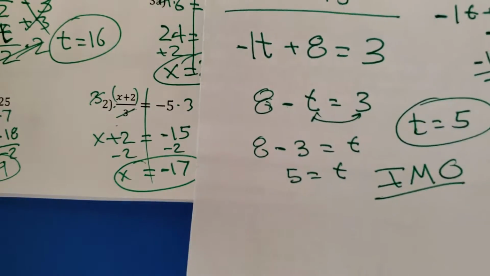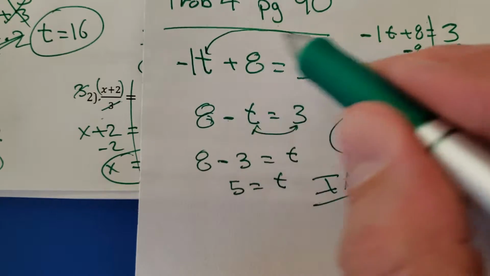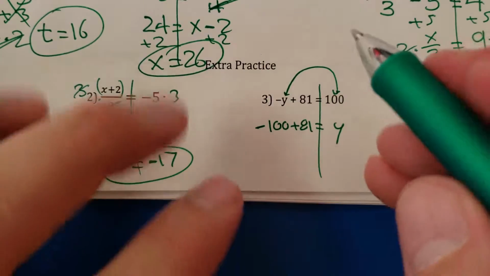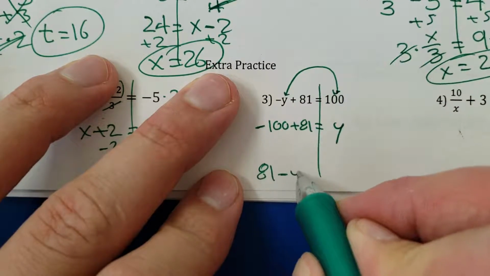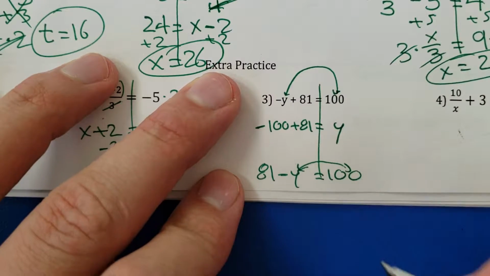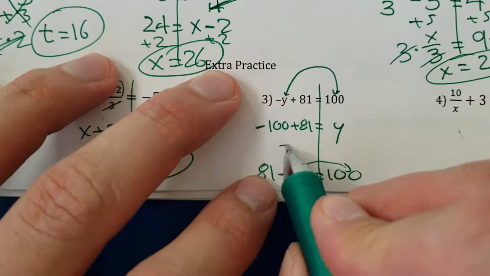Okay, it's the same thing as, where are you? This one, problem number 4. Kind of like this one. Technically, I could have just switched 3 and the t right there. Okay, could have done that, but if you wanted to, you could have rewritten it: 81 minus y equals 100, and then you can switch them there since they're closer. If that makes you feel a little bit better, that's okay. Whatever works for you.